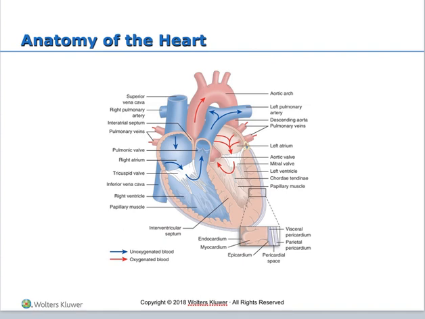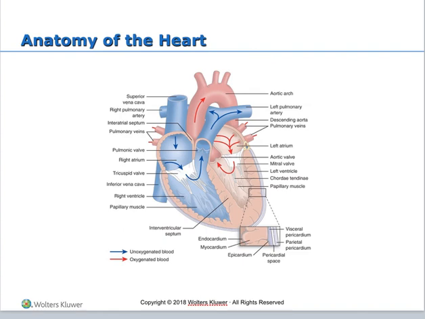So this picture has a lot of details on it, but in a nutshell, it's got the right versus the left side of the heart. The right has unoxygenated blood. The left has oxygenated blood. That's why the right side is blue, left side is red. You've got the 4 main chambers. You've got the right atria, right ventricle, left atria, left ventricle.